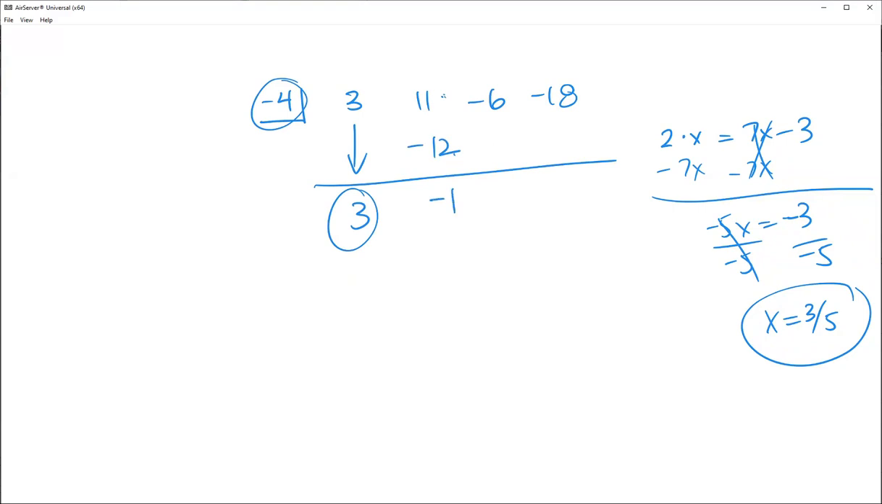This is positive 4, negative 2, positive 8, and then the remainder is 10. So if you look at it, it'll be 3x squared minus x minus 2 plus 10 over x plus 4.